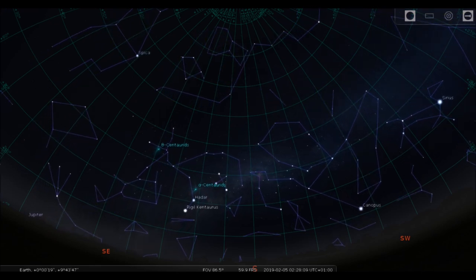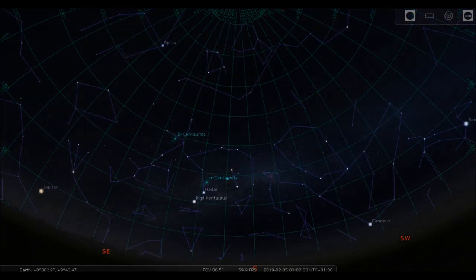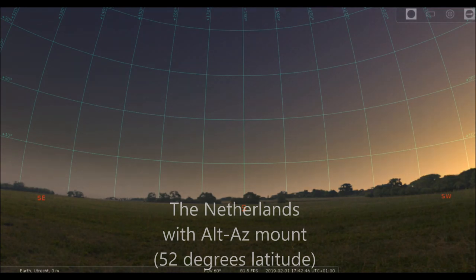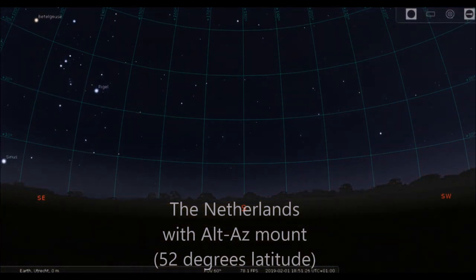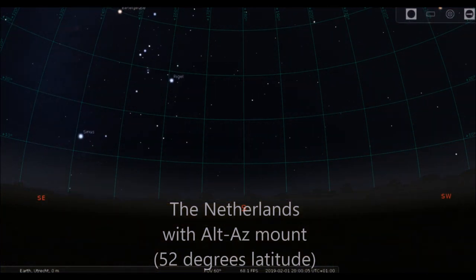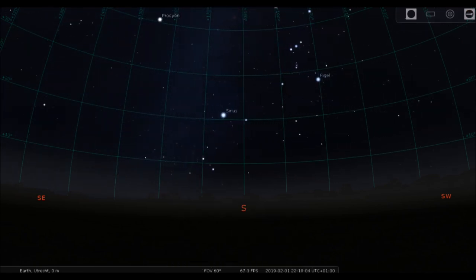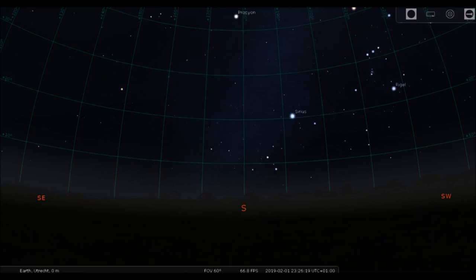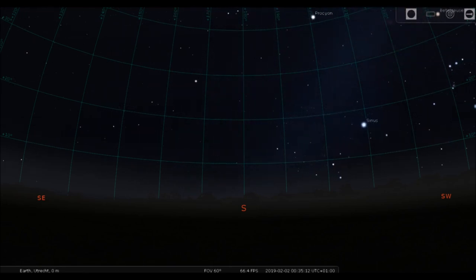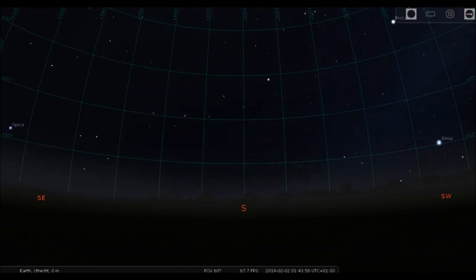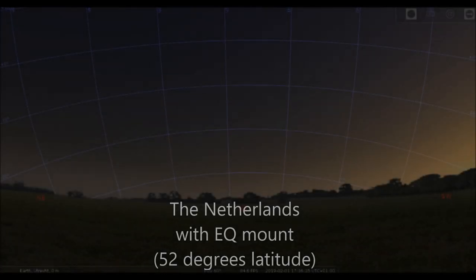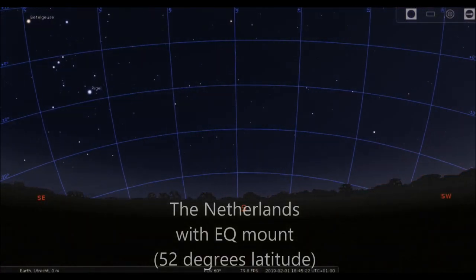So for most of us, we have another path, and then the Alt-Az mount cannot cope with that because let's see here, I am in the Netherlands, it's 52 degrees latitude. And then here you can see that my stars describe this curved path along the sky. And of course, an Alt-Az mount can only move horizontally or vertically and cannot cope with this curved path.